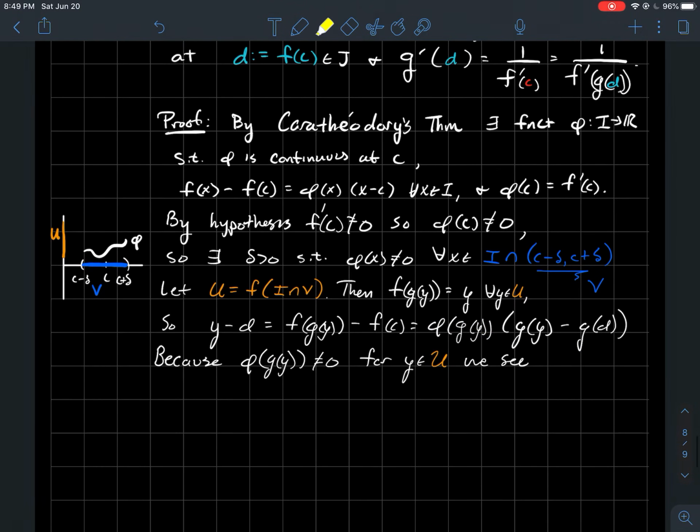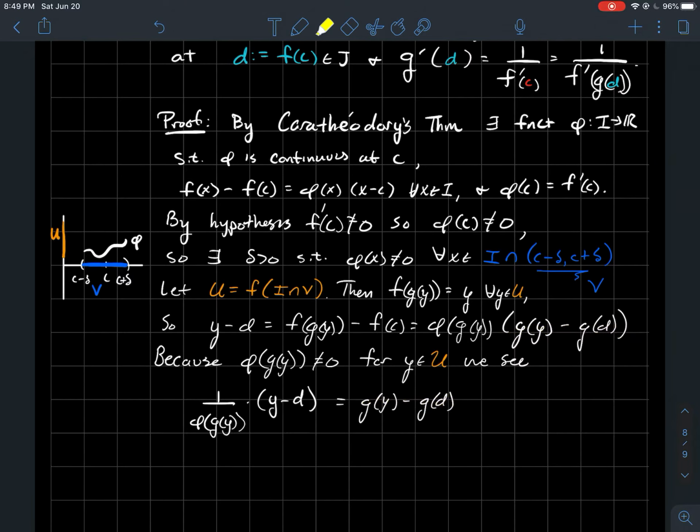Because phi of g of y is non-zero, since y lives in u, I get that 1 over phi of g of y times y minus d. Remember, all I did was divide this over to this side, and I'm going to write it as multiplication by 1 over that instead of divided by. But then that would be equal to, what do you have left on this side? You just have g of y minus g of d. So again, that's this guy right here.